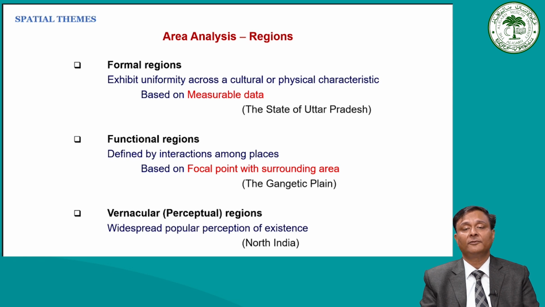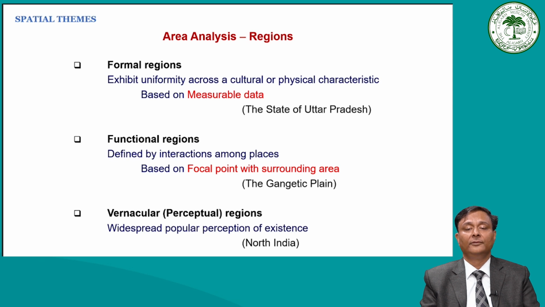So region is concerned with how areas are similar or different based on their physical and cultural characteristics. Various factors such as language, religion, political boundaries, climate, landforms, and economic systems can define regions. The concept of region helps us to understand the diversity and complexity of the world by grouping places with similar characteristics together, or dissimilar characteristics together.